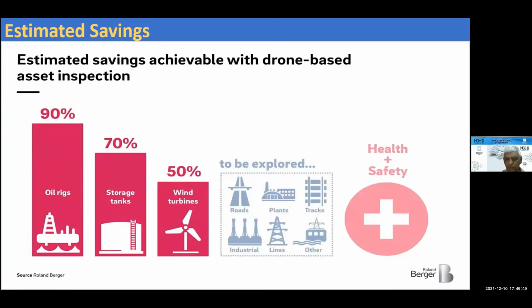Just again, taken from open source reports, the estimated savings are huge. And as you can see here, achievable savings are 90% for oil rigs, 70% for storage tanks, 50% for wind turbines. And of course, all the other things which come with it, the biggest thing being human safety.